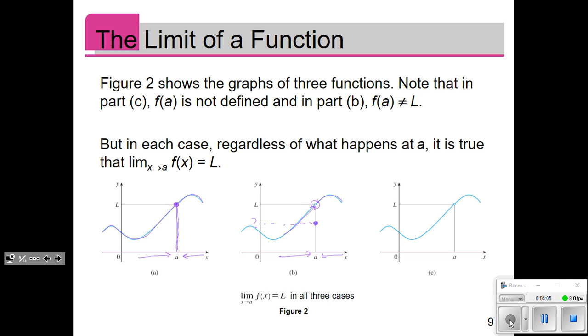And then this one, as x approaches a from both sides, again, we're getting close. And this is just simply undefined at that point. The value of the function at point a does not exist, but the limit does. So this would be f of a does not exist. On your homework, they'll ask you to put in a DNE if there's no answer.